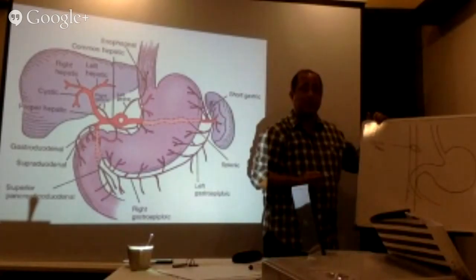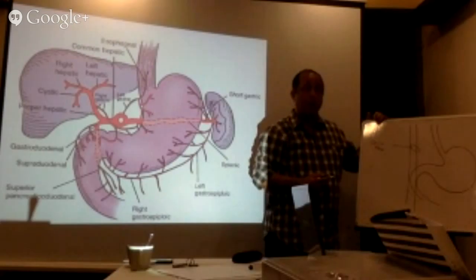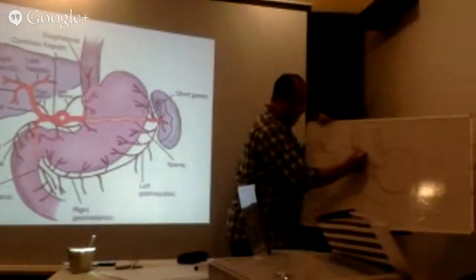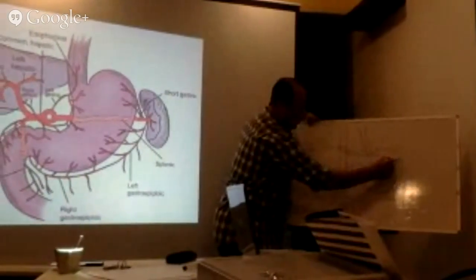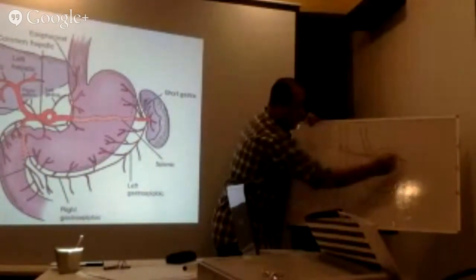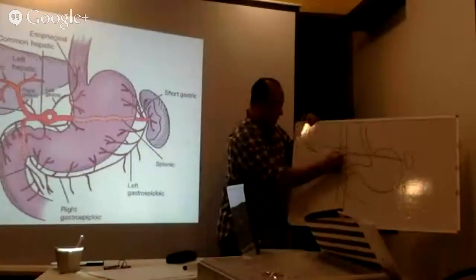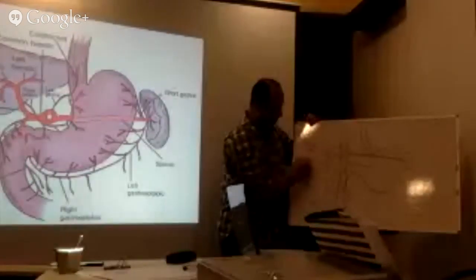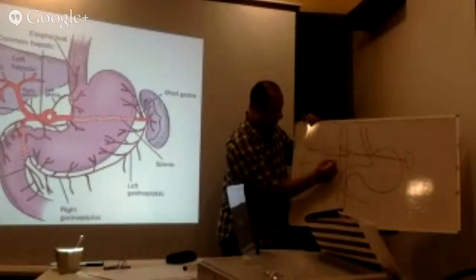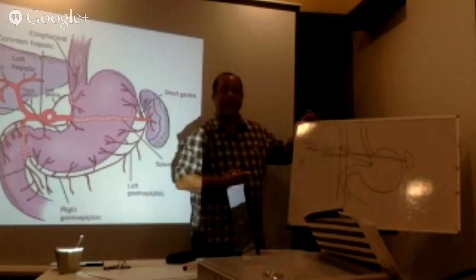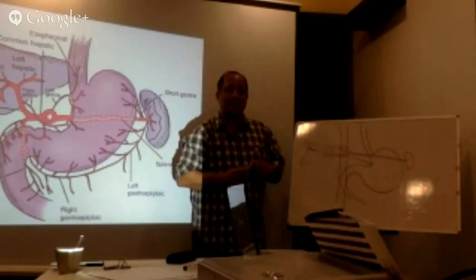What are the branches of the celiac trunk? We are going to have 3 branches from the celiac trunk here. We are going to have the splenic, which goes to the spleen. We are going to have the hepatic, goes to the liver. And we are going to have gastric, which is left gastric. So these are the branches of the celiac trunk.